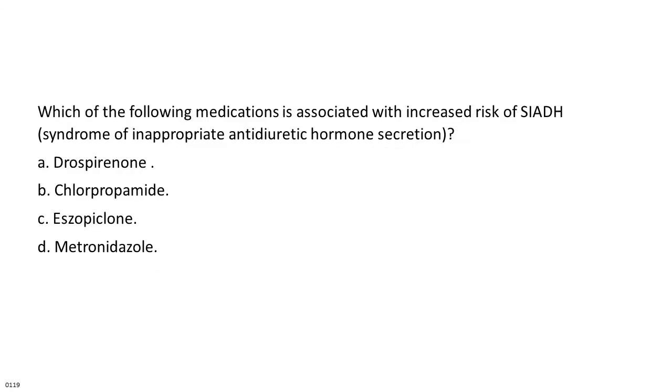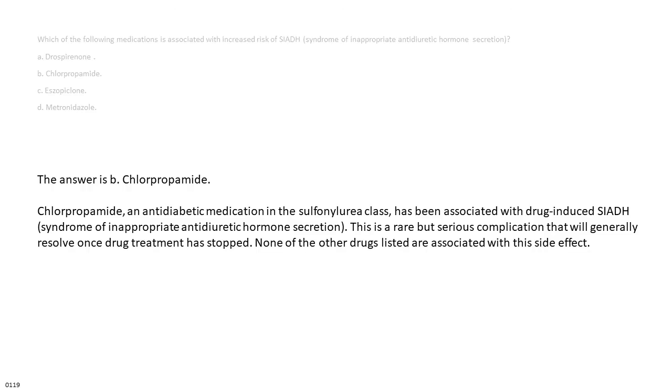Which of the following medications is associated with increased risk of SIADH, syndrome of inappropriate antidiuretic hormone secretion? A. Drospirenone. B. Chlorpropamide. C. Azapropazone. D. Metronidazole. The answer is B. Chlorpropamide. Chlorpropamide, an antidiabetic medication in the sulfonylurea class, has been associated with drug-induced SIADH. This is a rare but serious complication that will generally resolve once drug treatment has stopped. None of the other drugs listed are associated with this side effect.